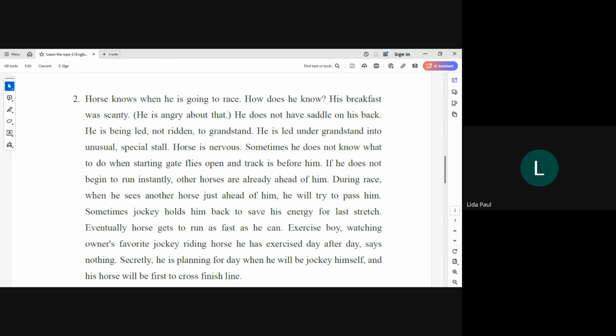He is being led, not ridden, to the grandstand. Okay, now why the grandstand here and why not a grandstand? Because it's a specific place. They are referring to a specific grandstand. But look at it, it's repeating over and over again later on.